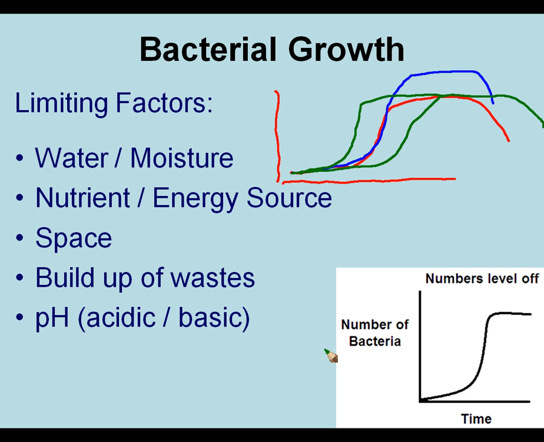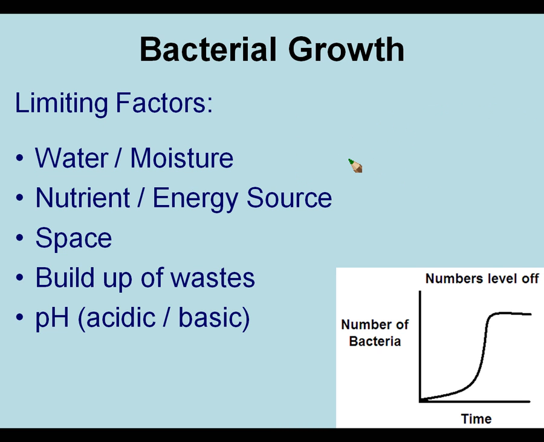So the maximum number of bacteria is changed by changing the amount of available water and food and things like that. So that shifts the graph up and down. That changes the number of bacteria, whereas things like temperature just change the speed at which they grow, so that changes the time. It shifts the graph either left or right.